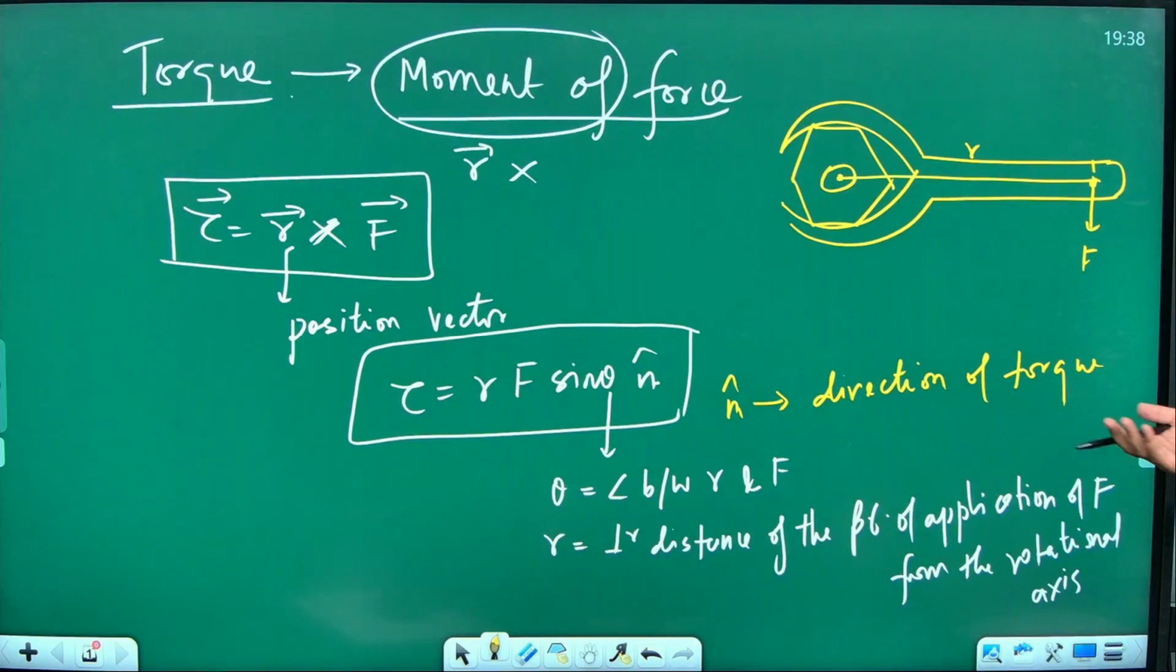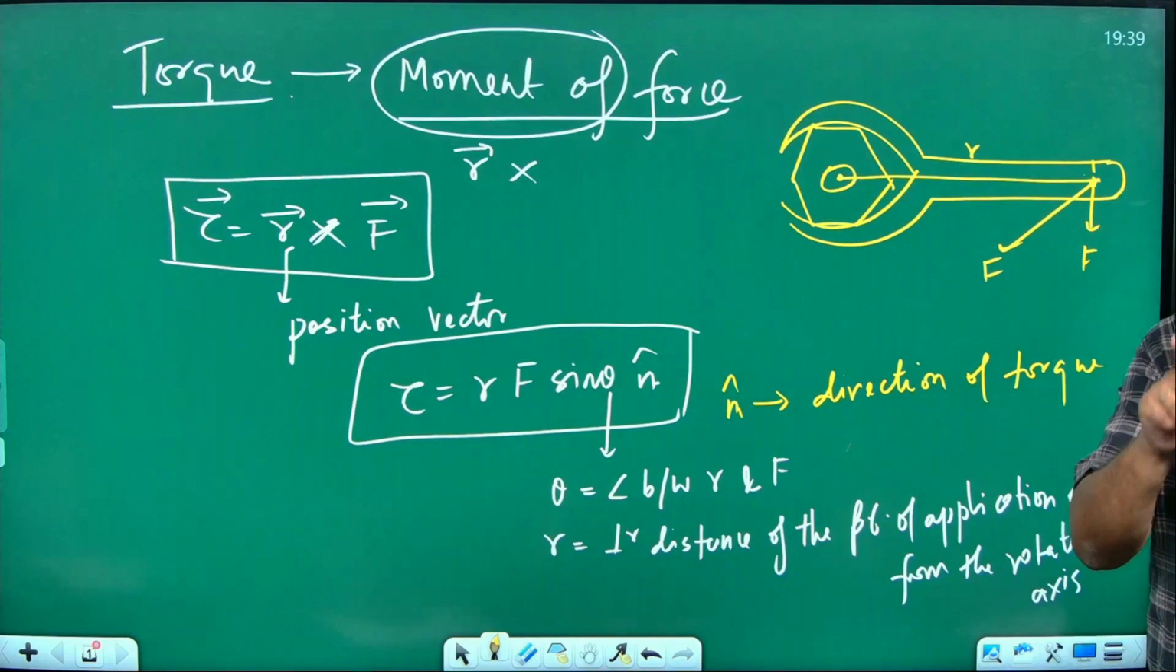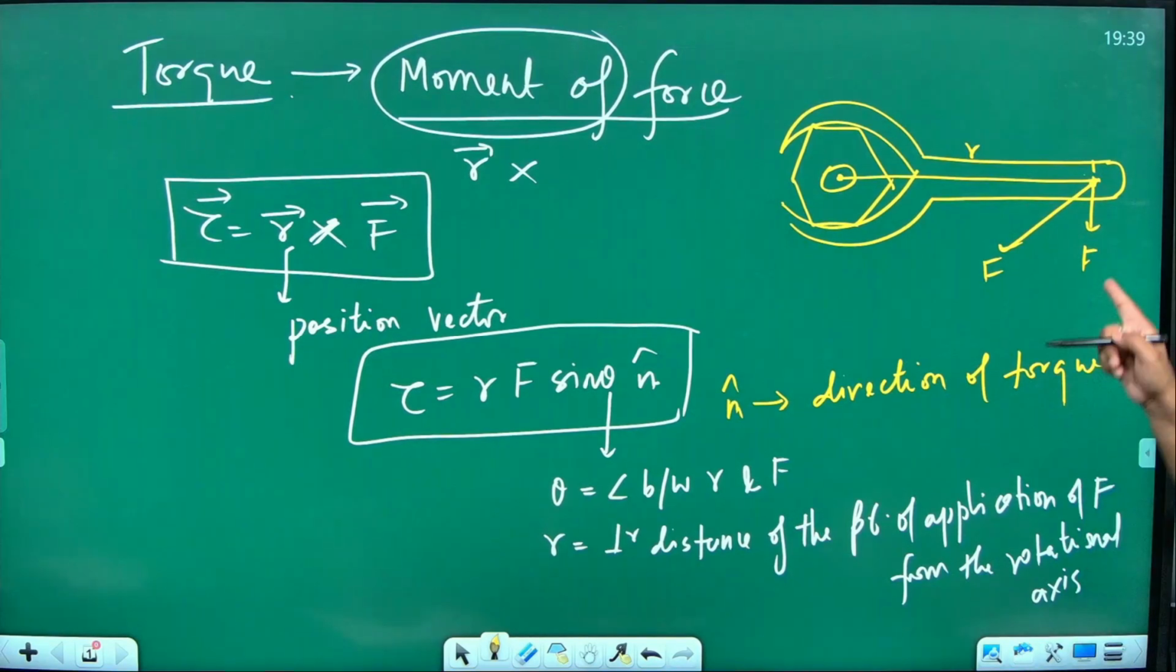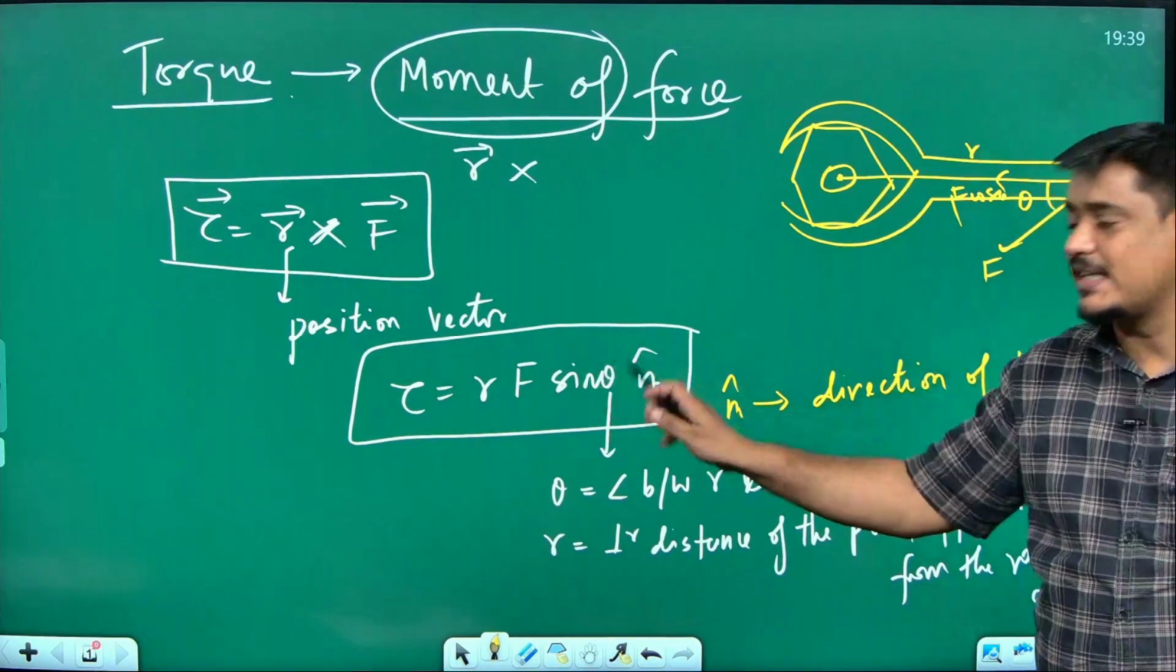But it is not like you have to apply a force in this direction only. Suppose somebody applied a force like this. Don't you think the body will rotate? It will still rotate. But which component is capable of rotating? Sine theta. If this is theta, then this will become f sin theta, this will become f cos theta. Don't you think that f sin theta only is rotating the object? That's the reason we write r f sin theta.